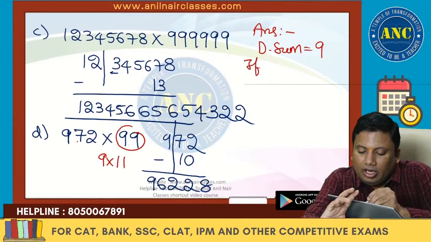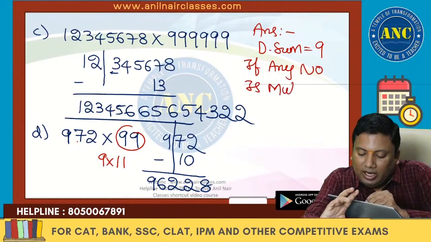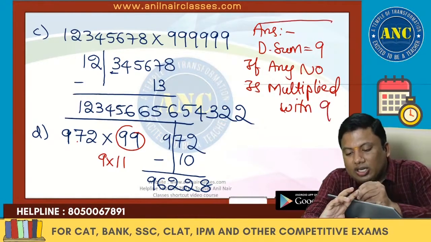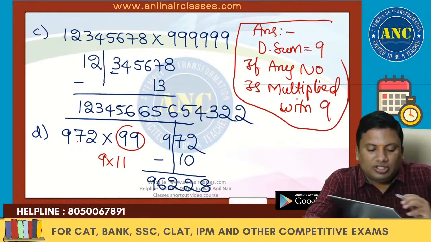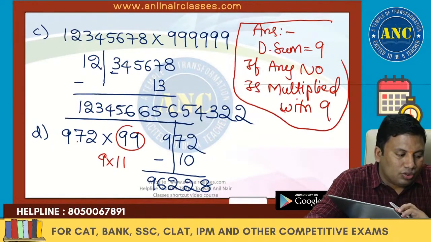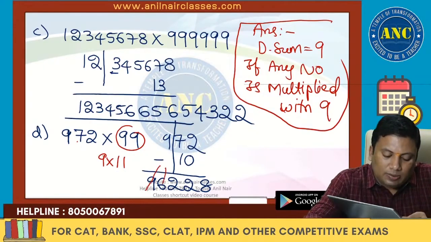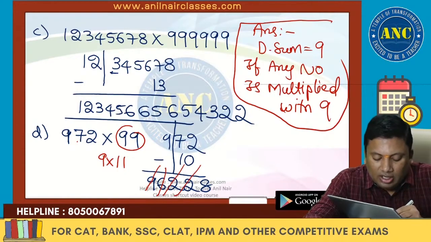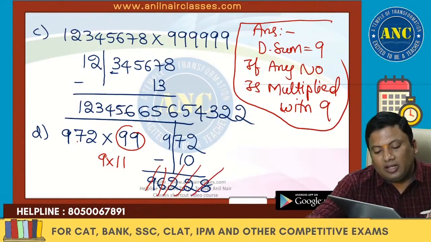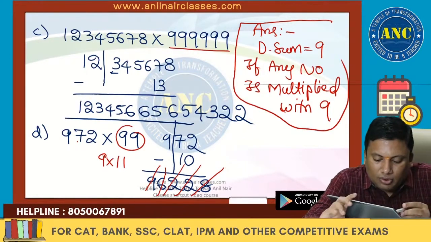If you multiply any number with 9, please write down, the answer digital sum is always 9. 9. 6 plus 2, 8. 8 plus 2, 10. 10 plus 8, 18. 1 plus 8, 9. This is a multiple of 9. Answer digital sum should be 9.